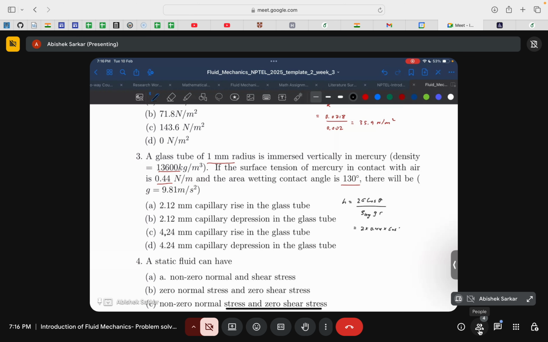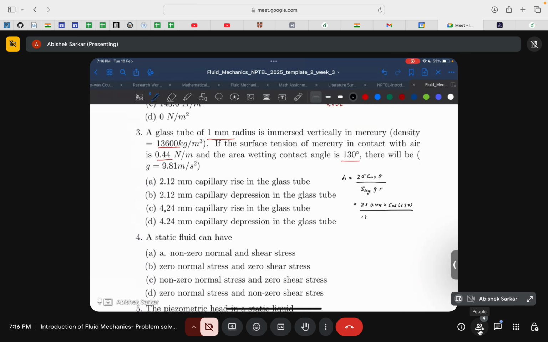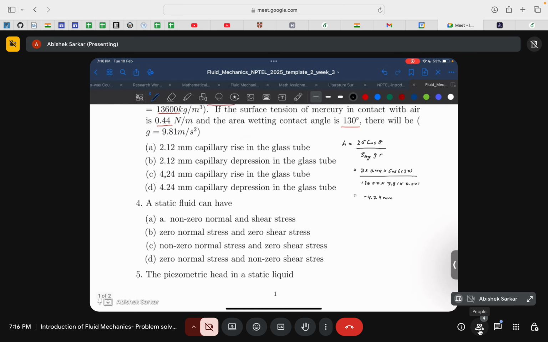So it's cos 130. The contact angle is an obtuse angle. rho Hg is 13,600, g is 9.81, and r would be 1 millimeter or 0.001 meter. So you will do this, you will get a value of minus 4.24 millimeter, or a capillary depression of 4.24 millimeter. So correct. Let us go to question number 4.